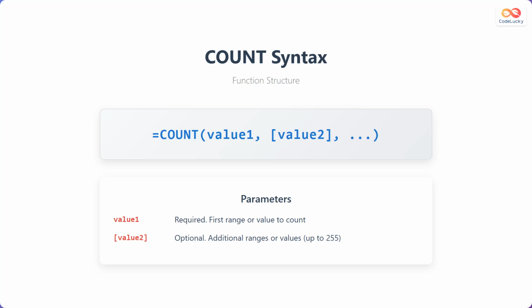This is the first range or value you want to count. Then you have value 2 inside square brackets, which indicates it's optional. This refers to additional ranges or values that you can include, up to 255 in total.